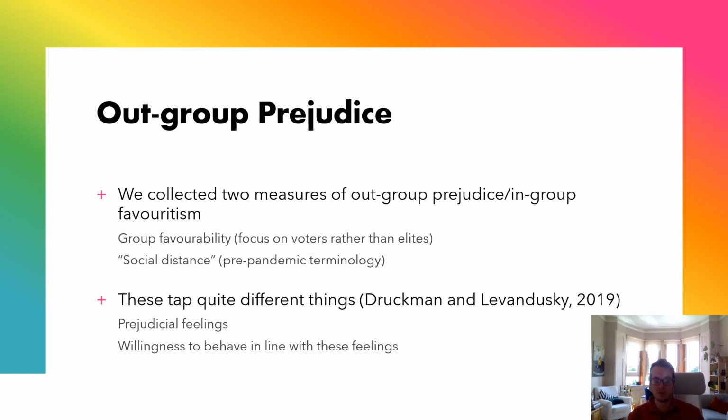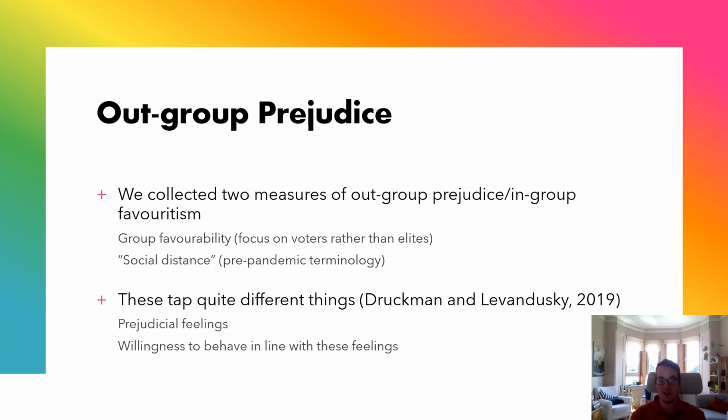And we also asked social distance measures. This is pre-pandemic terminology, but basically that's just how comfortable you would be with a child of yours marrying somebody out of each of these groups, and whether you'd be willing to be friends, or how comfortable you'd be being friends with somebody from these groups. Now, previous research has found that these tap quite different things, so that's kind of why we went for them.